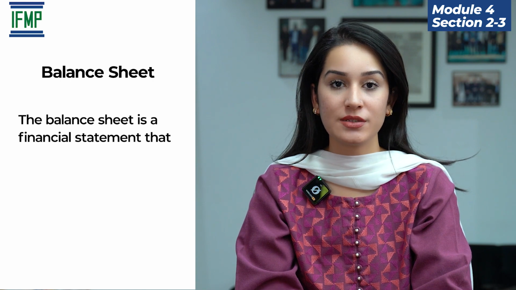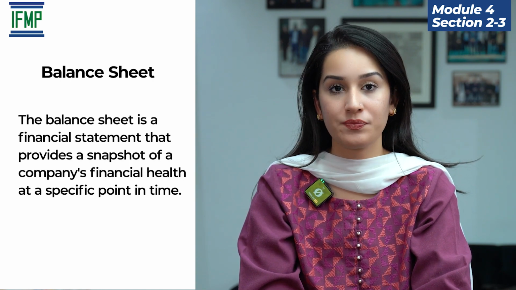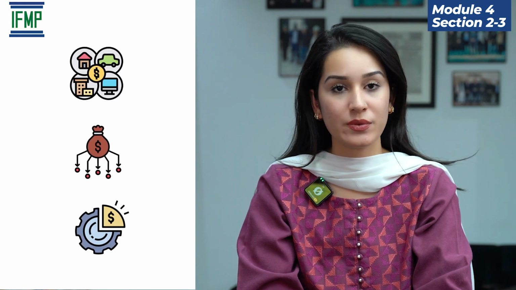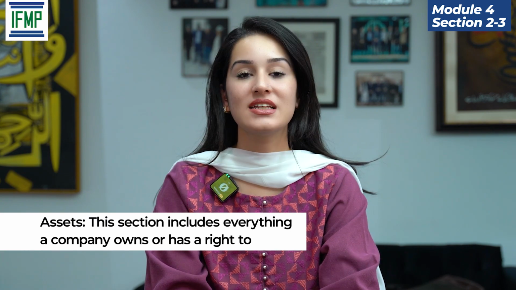So let's get started. The balance sheet is a financial statement which provides a snapshot of a company's financial health at a specific point in time. It has three main sections: assets, liabilities, and equity. Assets include everything that a company owns or has rights to. This includes investments, inventory, property, and equipment. Assets are listed in order of their liquidity, which means how quickly they can be turned into cash.